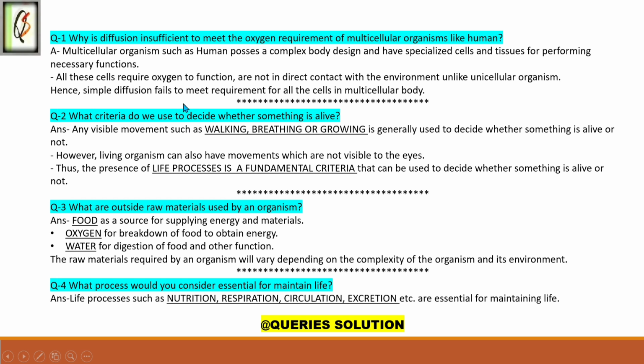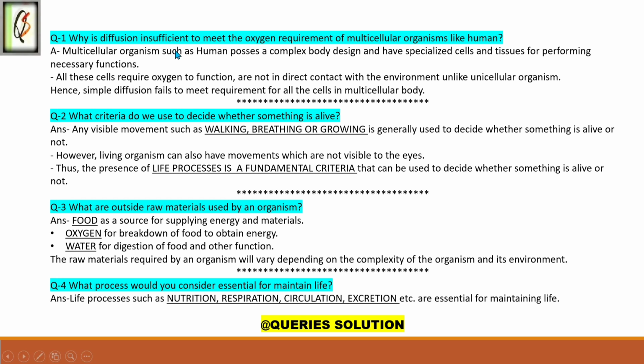So why is diffusion insufficient to meet the oxygen requirement of a multicellular organism like human? So what does the question state mainly? It's very simple, that in the case of human that we talk about, why we cannot exchange oxygen by a normal process which is diffusion. So we do know simple organisms, unicellular organisms exchange their oxygen mainly by diffusion, but we can't do it. So that's the reason we need to discuss why.